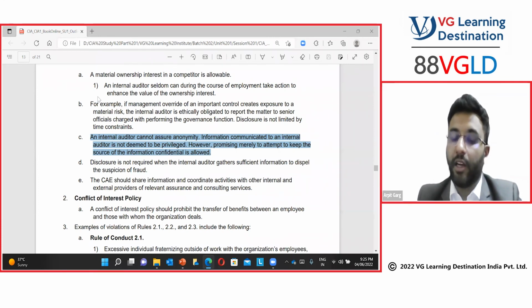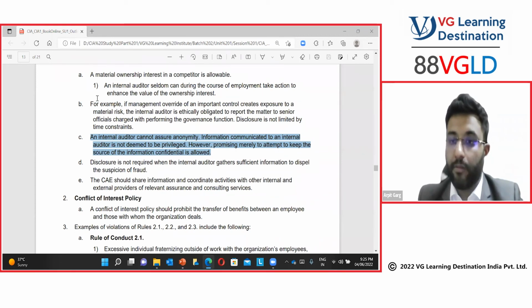Let's say we are doing a review in a corporate office, and somewhere a person knows that certain employees are involved in a fraud going on in the company. That person comes and informs the internal auditor, but says, please maintain confidentiality, don't call out my name. So can I assure anonymity to a person?